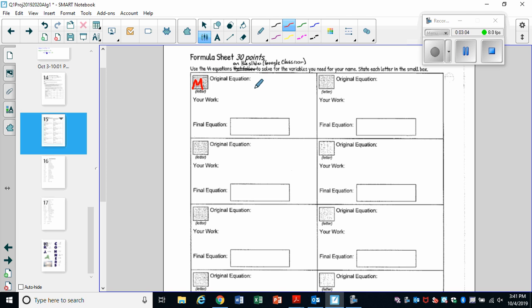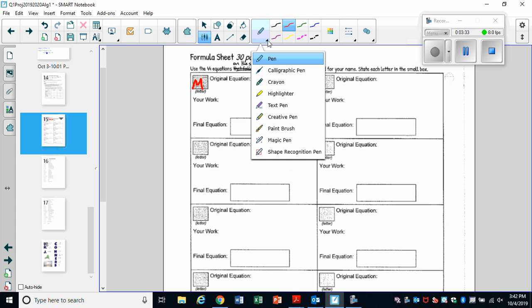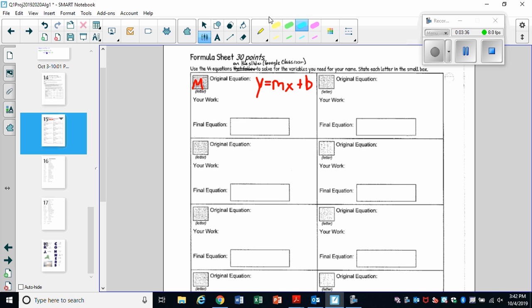Now the M can't be M equals something. That's not your original equation. Your original equation could be something like y equals mx plus b. And then, of course, in the end, your goal is to get the letter M by itself. I almost said y. My goal is to get the M all alone.